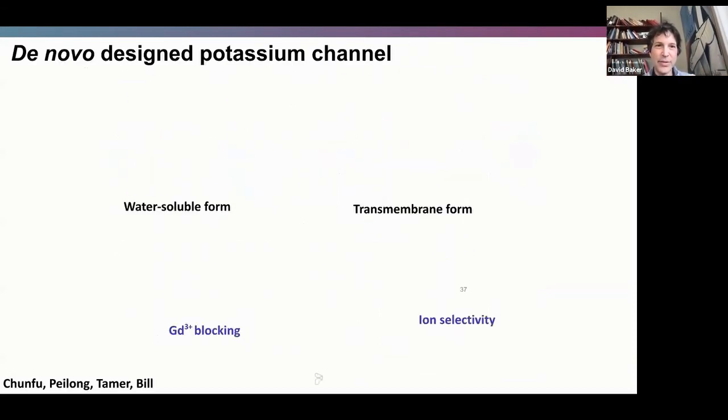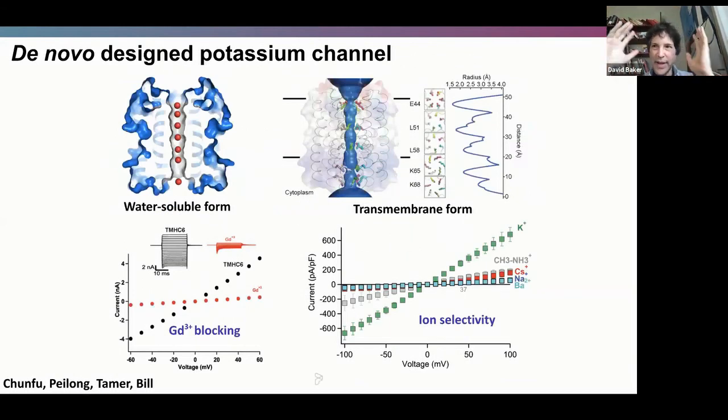So he and Peilong Liu then took these and they resurfaced the outside to make them membrane compatible and expressed them in mammalian cells. And what was very exciting, this in collaboration with Bill Catterall, is that these proteins turned out to be very selective potassium channels. So this is looking at conductance. This is now a patch clamp on a mammalian cell expressing this protein. This is looking at conductance for potassium. You can see it's much more selective for potassium than sodium.